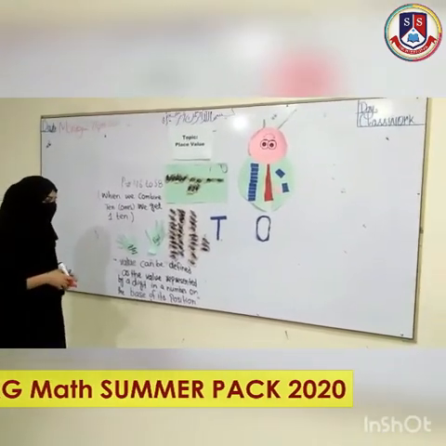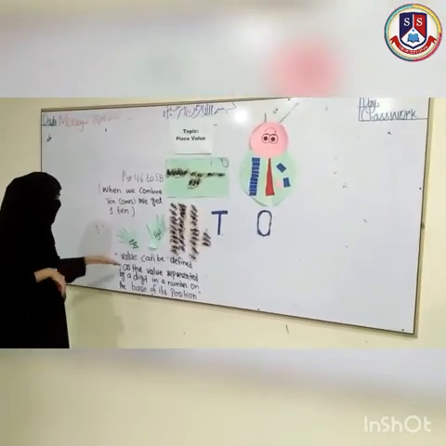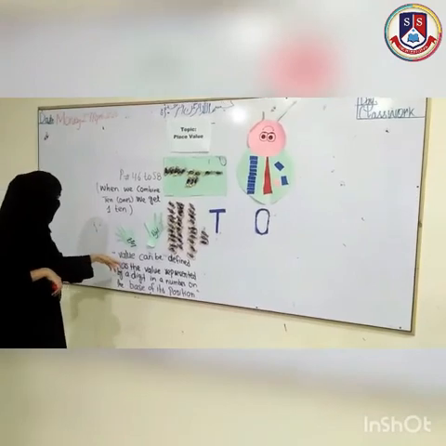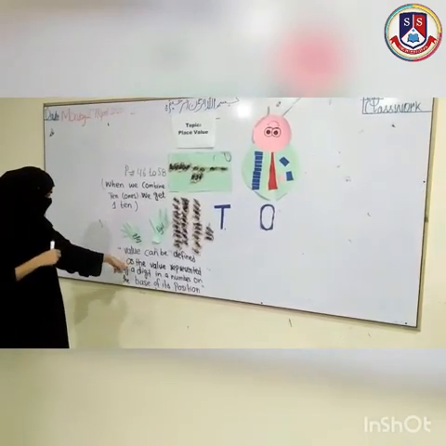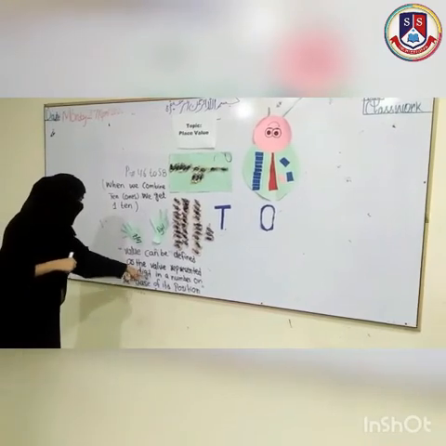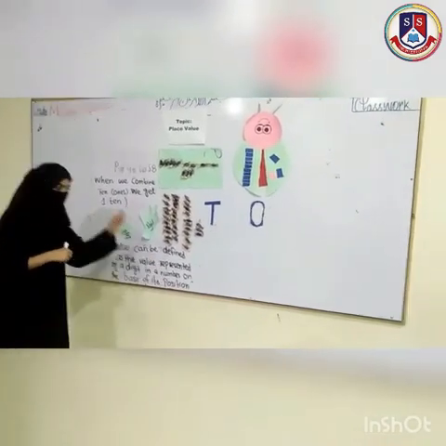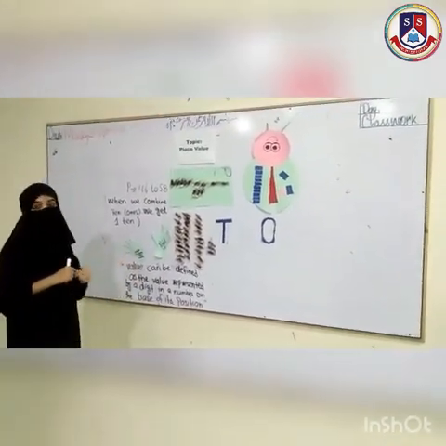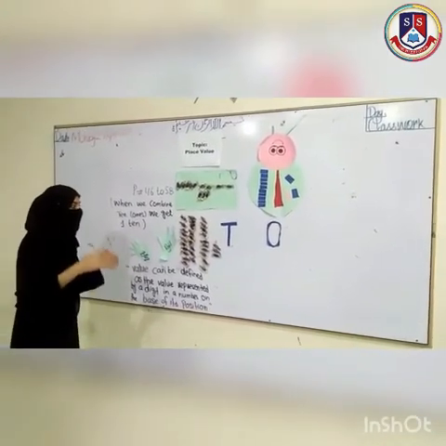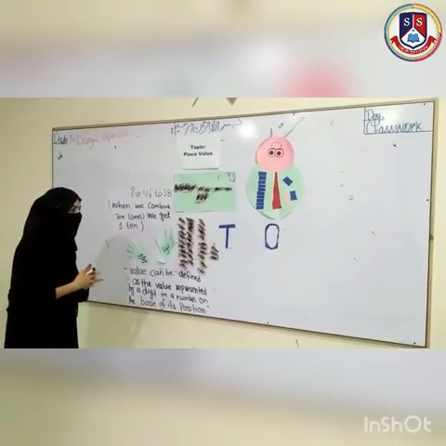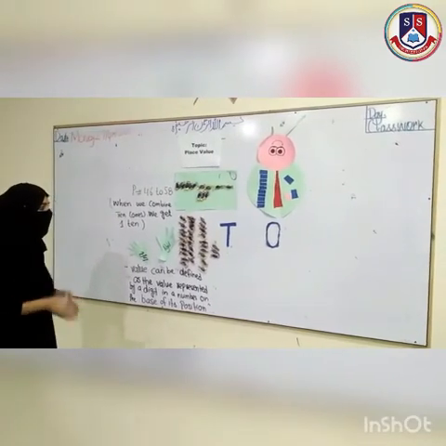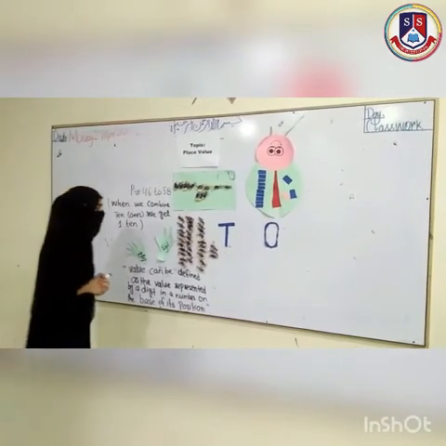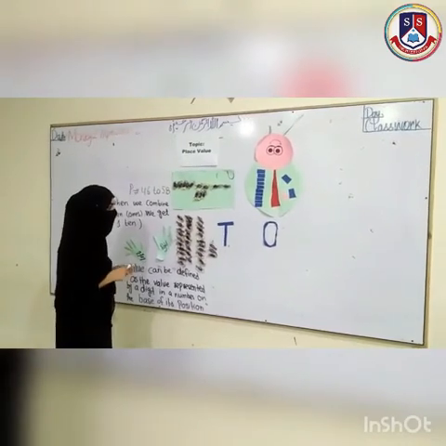Students, today our topic is place value. What is place value? Definition is here. Place value can be defined as the value represented by a digit in a number on the basis of its position. According to its position, when we represent a digit in a number, that is called place value.